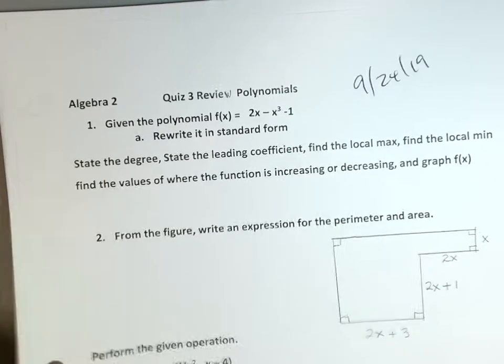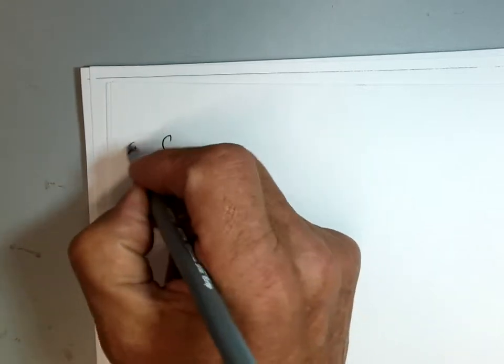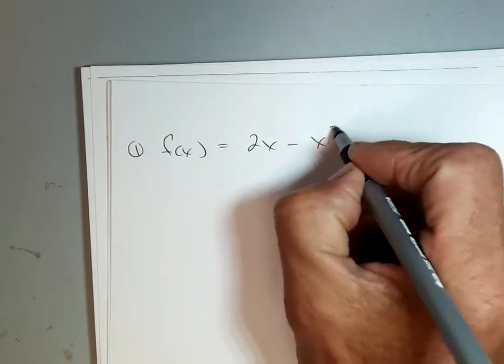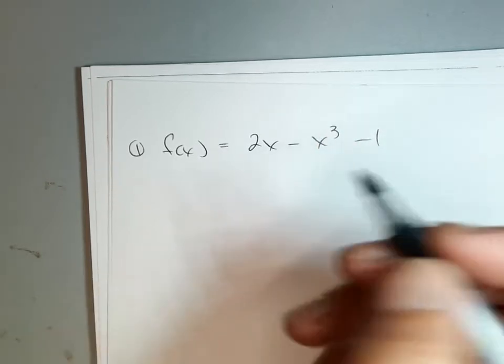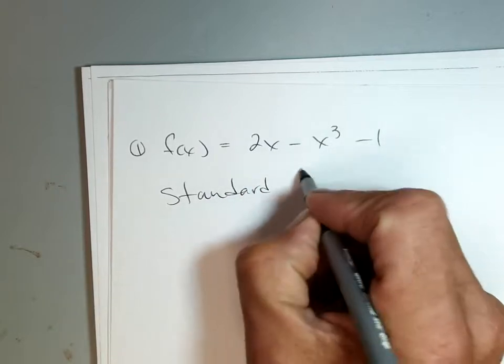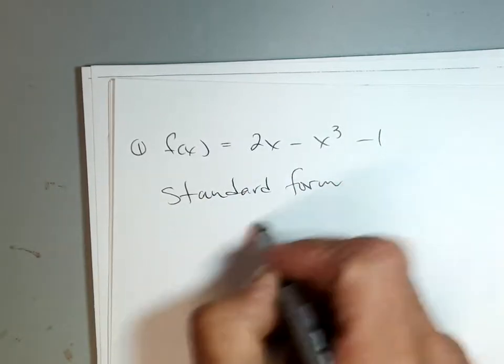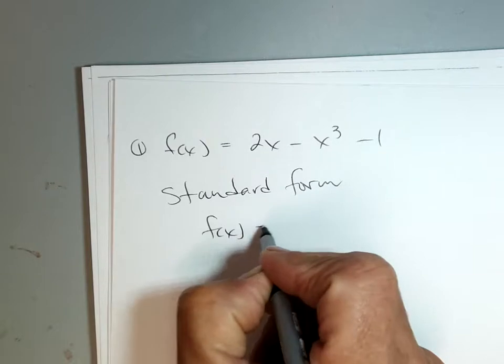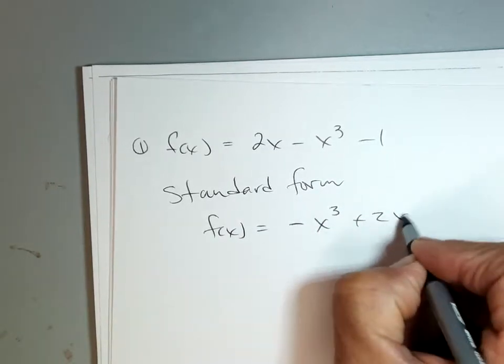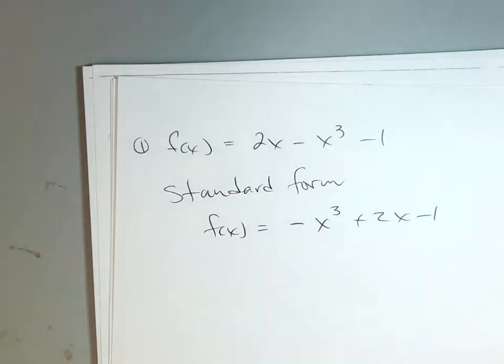So number one, I've got f of x equals 2x minus x cubed minus 1. So first of all, standard form, right? Standard form is going to be f of x equals negative x cubed plus 2x minus 1. Okay? Biggest exponent all the way down. Super easy. Everybody should get this right tomorrow.